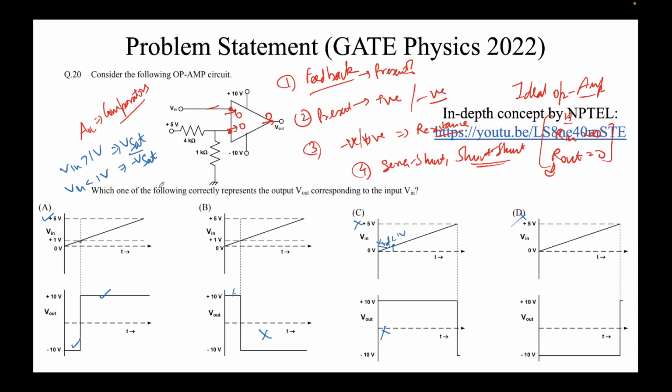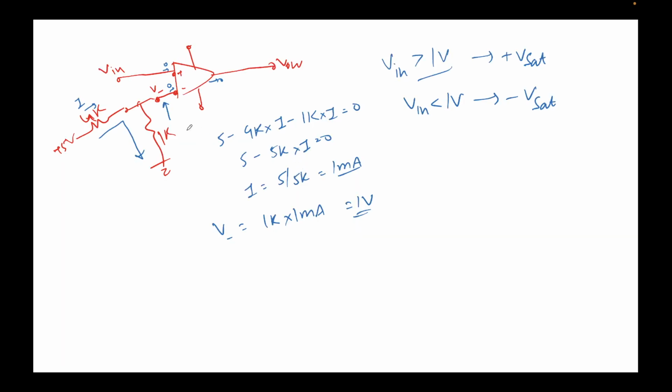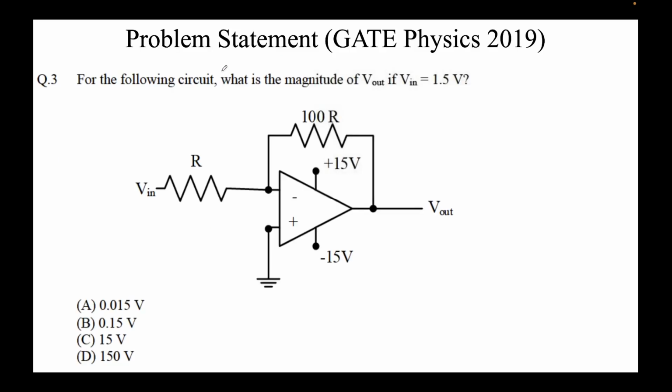Very simple comparator circuit. What we did was, this is the voltage divider that was given. We simply found out the reference voltage, and as soon as we found it, we wrote this expression. If V in is greater than V reference, we get plus V sat. If V in is less than V reference, we get minus V sat. Very simple comparator circuit. Just KVL in this loop. Why KVL? Because input currents were 0 and output currents were also 0, right?